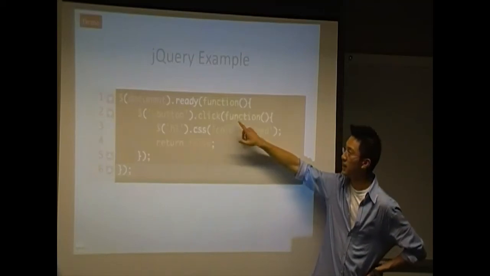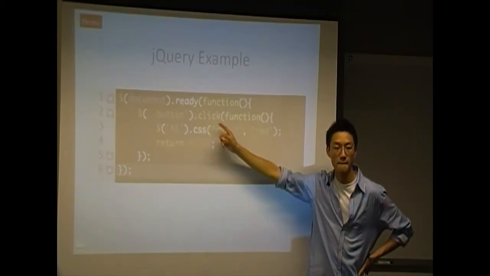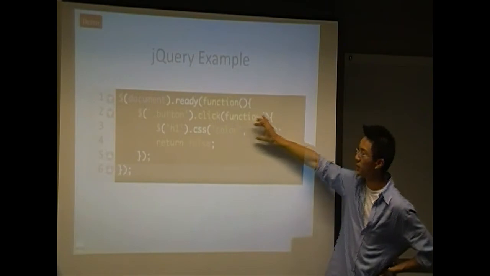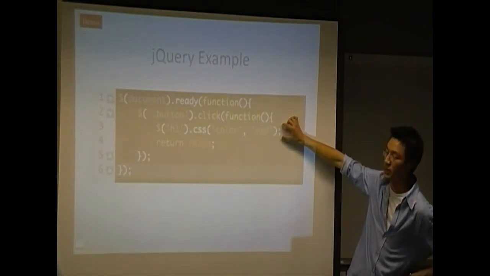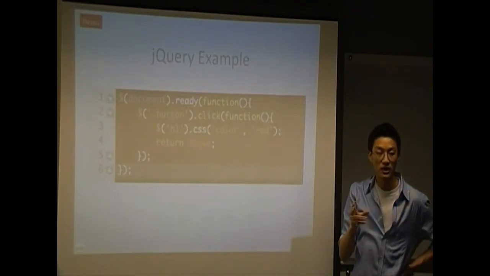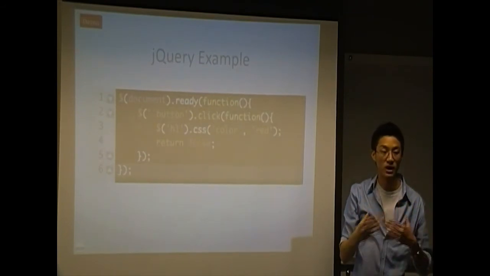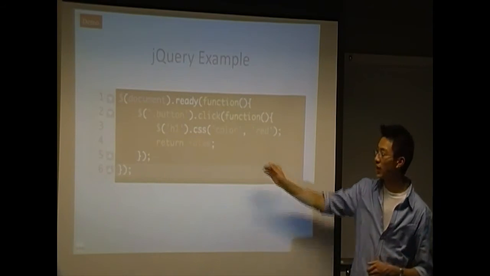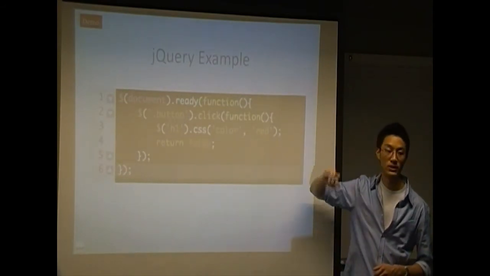Return false inside an event like .click says only do what I've written here. A lot of times when you do some kind of action, your browser already has a built-in response to the action that you're doing. When you actually do return false, it disables that response.